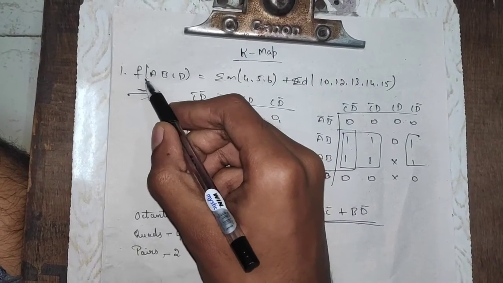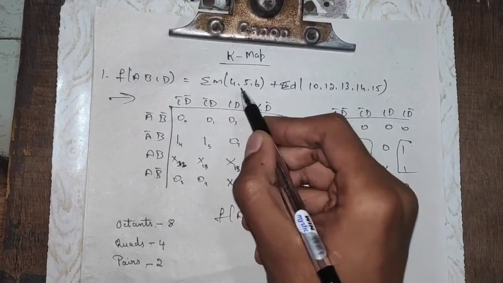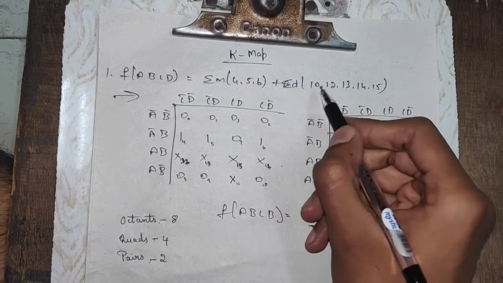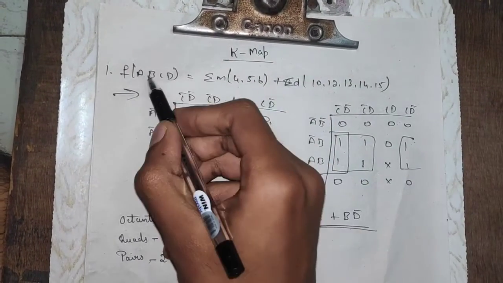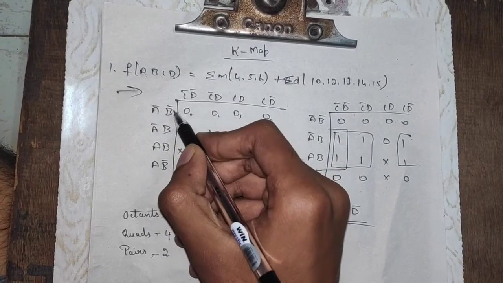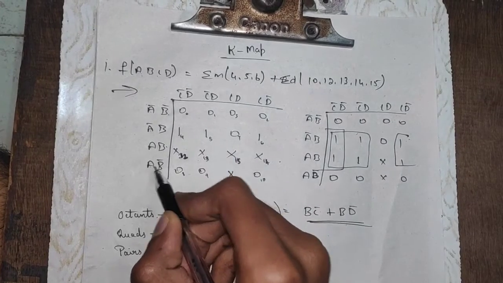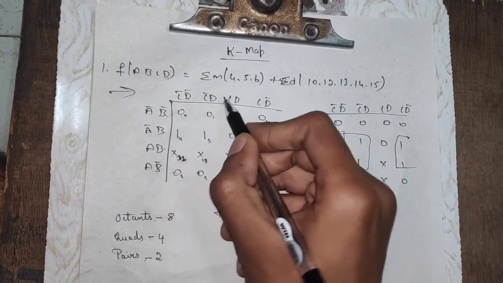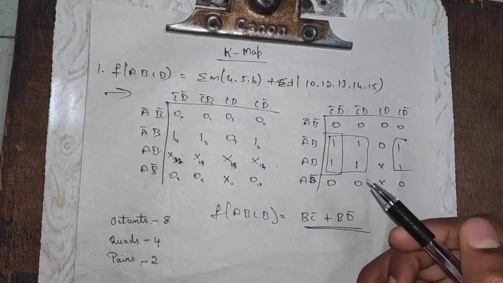So the question is as follows. F of ABCD is equal to summation m of 4, 5, 6 plus don't care 10, 12, 13, 14 and 15. As we can see, there are 4 variables, namely A, B, C and D. So the table is as follows. A bar B bar, A bar B, A B, A B bar. Also C bar D bar, C D, C bar D, C D and C D bar.